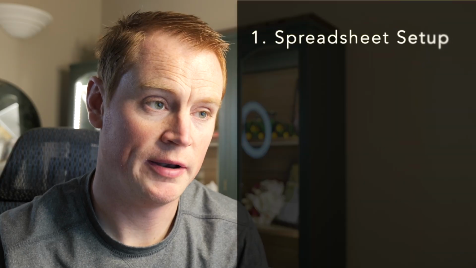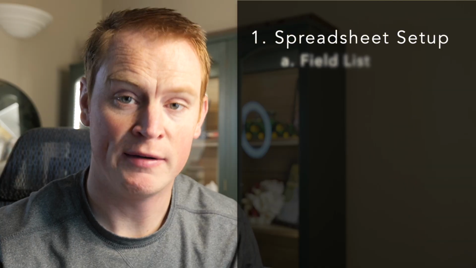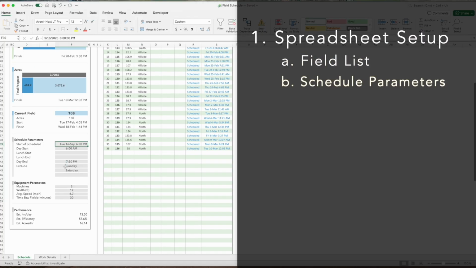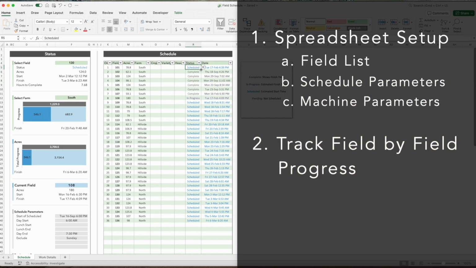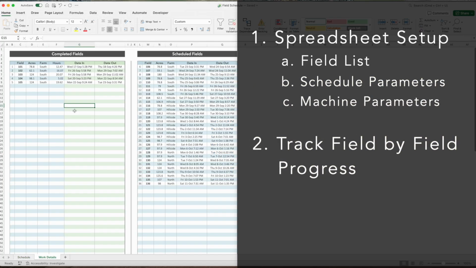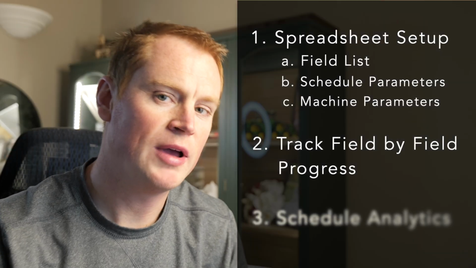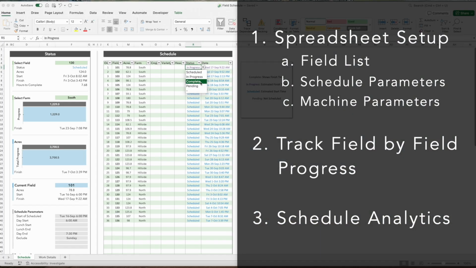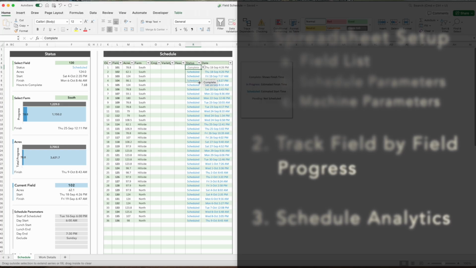Alright, so number one, I'm going to show you how to set up the spreadsheet. So everything from setting up your own fields with their corresponding information, setting up your schedule data, and then setting up your machine parameters. Number two, I'll walk you through how to keep track of your field by field progress and enter finish and start times. Number three, I'm going to show you how the spreadsheet analyzes your current progress to constantly project an updated schedule and see how different scenarios will have an effect on your efficiency.